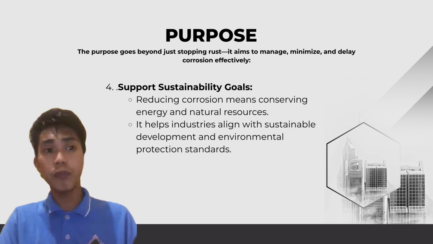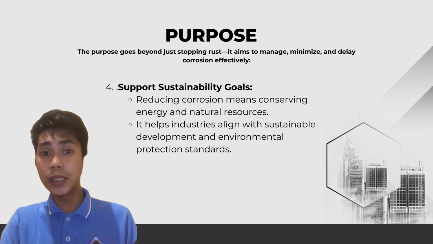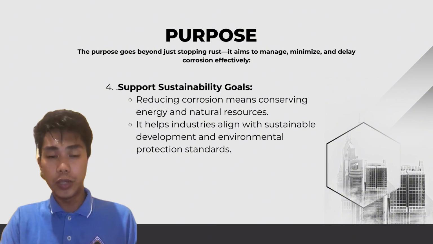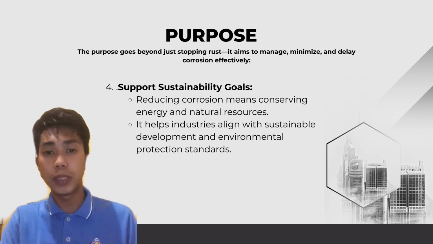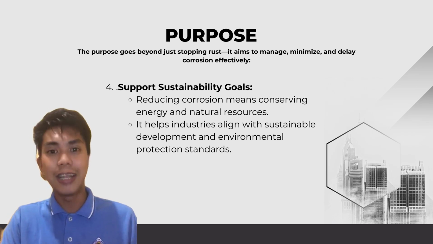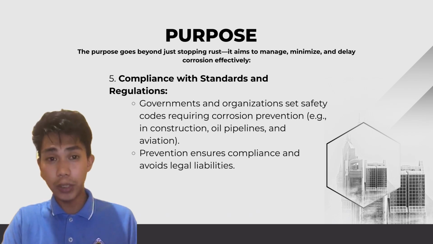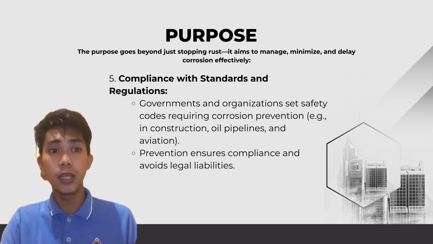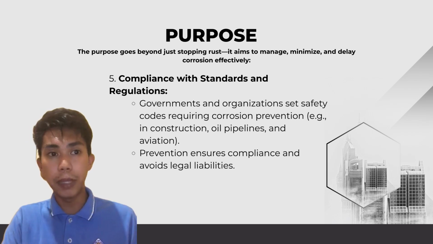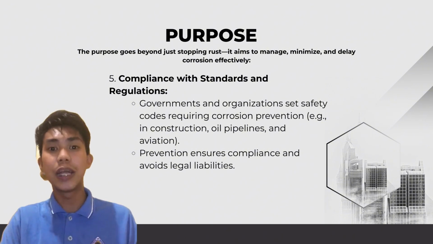Number four, support sustainability goals. Reducing corrosion means conserving energy and natural resources. It helps industries align with sustainable development and environmental protection standards. Last, compliance with standards and regulations. Government organizations and safety codes require corrosion prevention, for example in construction, oil pipelines, and aviation. Prevention ensures compliance and avoids legal liabilities.